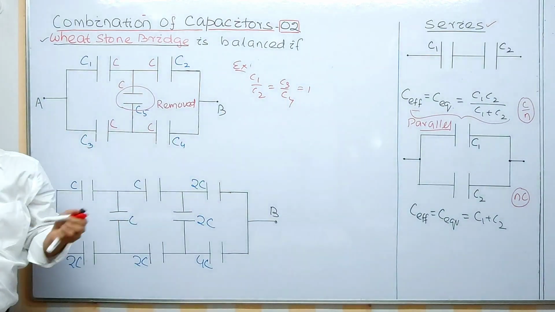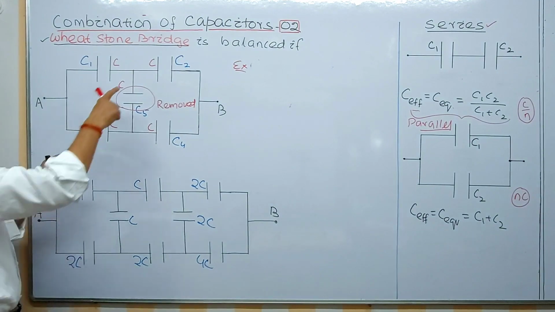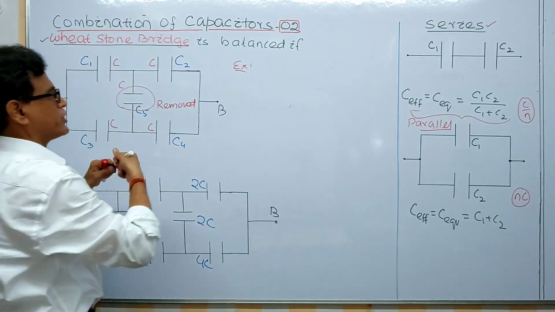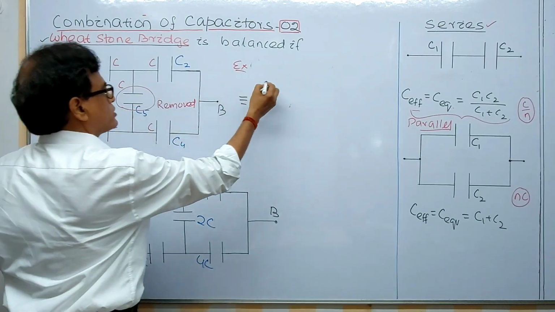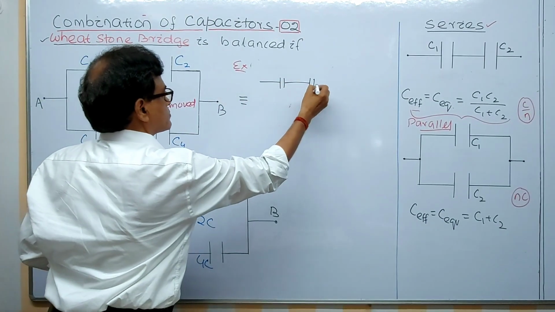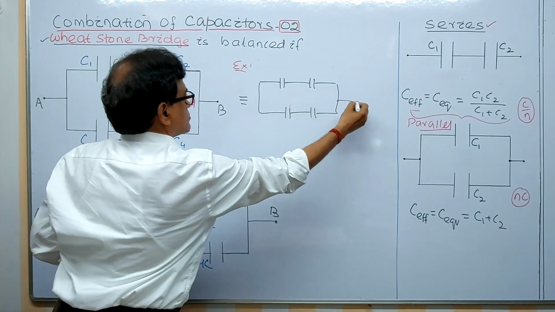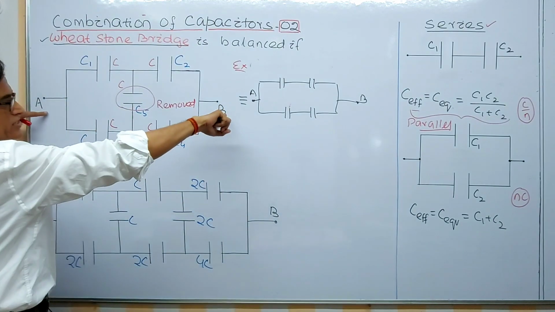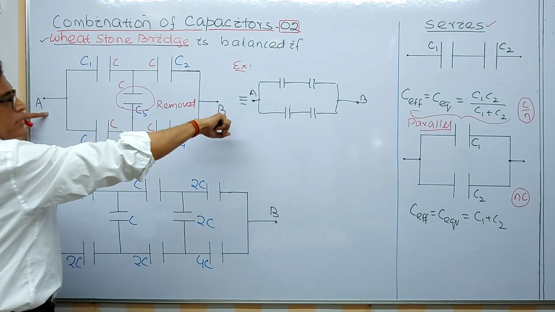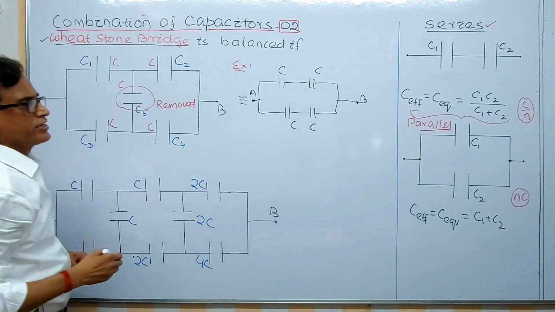So you needn't write this one, you can see only the circuits. If this is true, then this can be removed from the equivalent circuit. Which one should be removed? This should be removed. Now the circuit will be like this. This terminal is B and this terminal is A. These two are called the terminals.